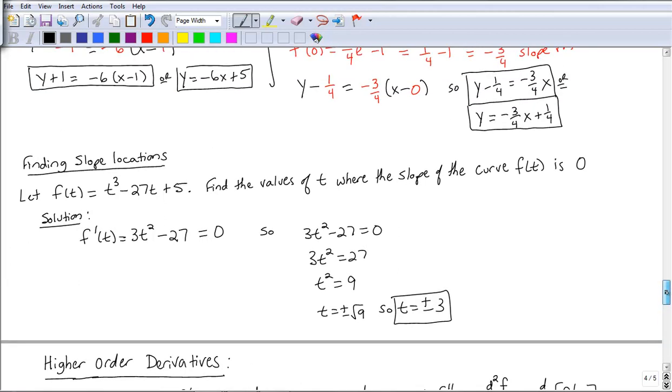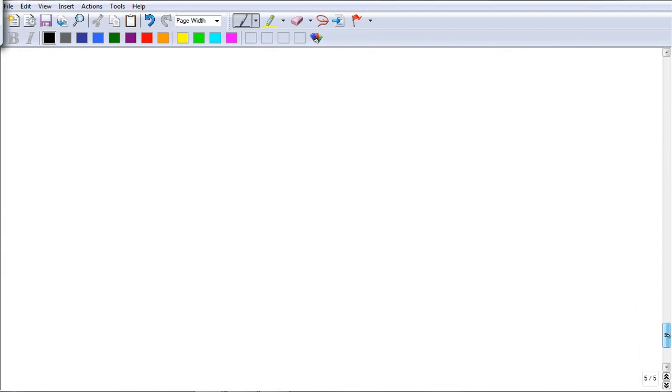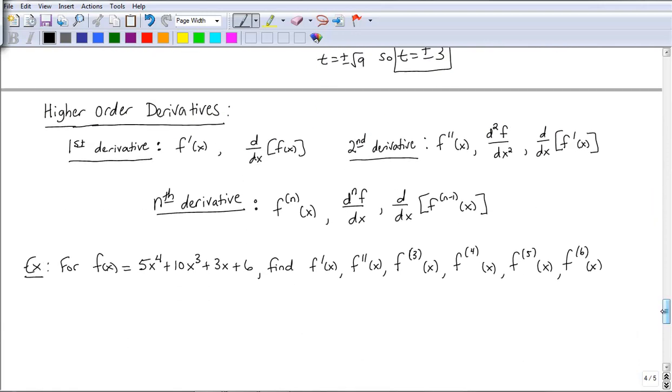And there's one more topic here in this section, and it has to do with higher order derivatives and the notations they use. The first derivative is f prime of x, or d over dx of f of x. The second derivative is f double prime of x, although if they write it with the other notation, it's d squared f over dx squared. Or you could think of the second derivative as the derivative of the first derivative. These are just different ways that they write the derivatives. A lot of times the first way is used most often.